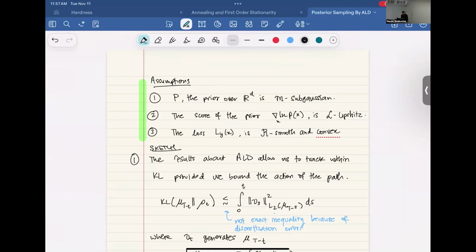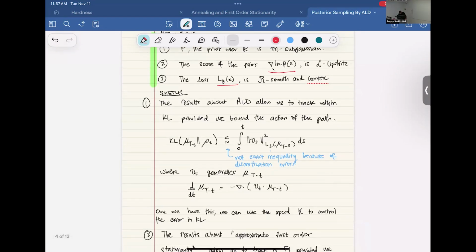So a few of the assumptions that we need are that the prior is M sub-Gaussian. The score needs to be Lipschitz. So this is the prior score, right? The second assumption is pretty standard. Many sampling results, DDPM for example, like the original guarantee, require it as well. And the loss function, besides the fact that we know it exactly and we can take derivatives through it, is also R smooth and convex, so something about its Hessian.